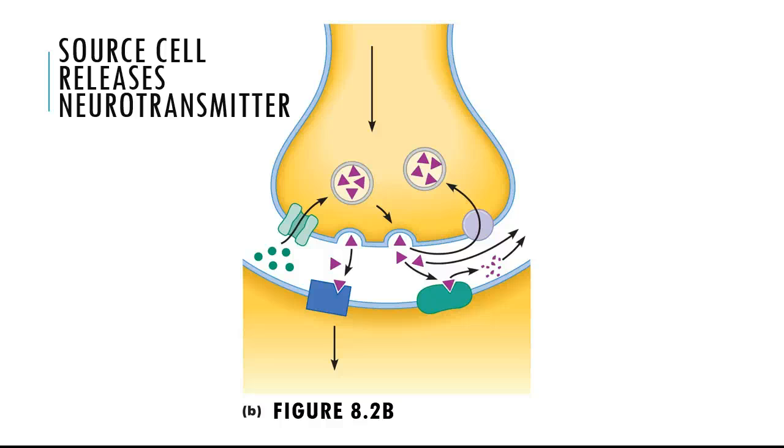So the question is, how does the presynaptic cell release the neurotransmitter? First thing is, the presynaptic cell has to depolarize to threshold and generate an action potential. It gets to the end by saltatory conduction; an action potential is conducted down the length of that presynaptic cell.